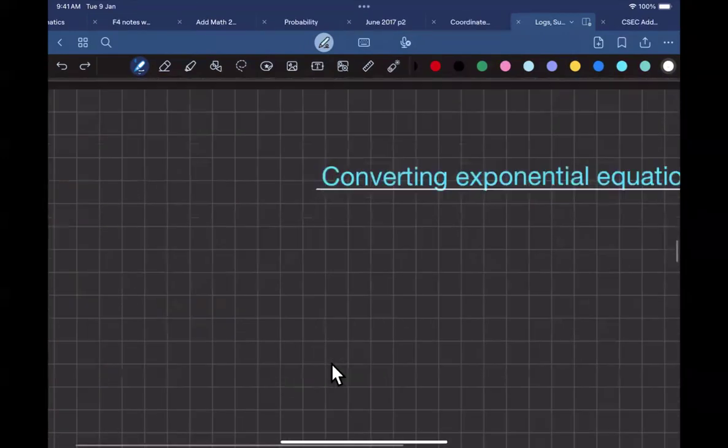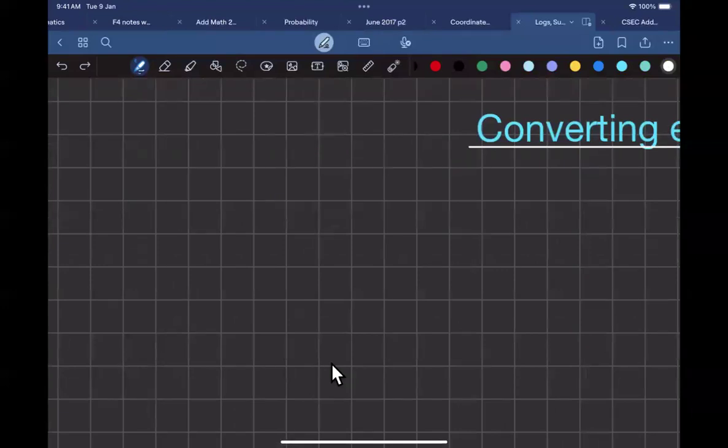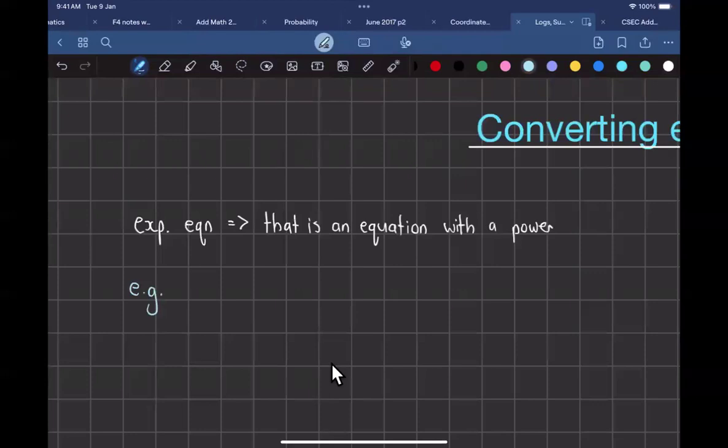That's a good question. So first of all, what's an exponential equation? I'm going to describe it like Kiera. That is an equation with a power. Kiera, what do you think? Yes, right.